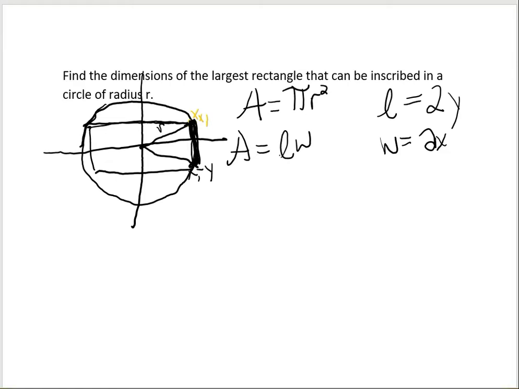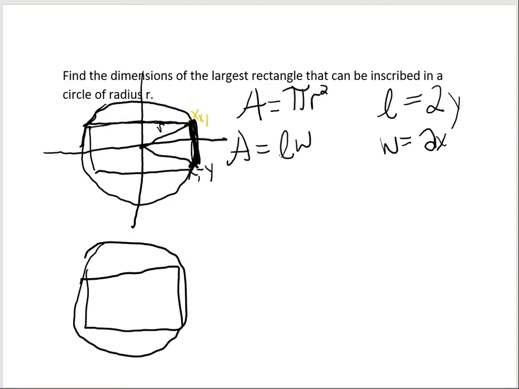Okay, so how can we get... so just drawing it again down here, how could we solve for one of these? Because now, what do we have? We have area equals 2y times 2x, and we have 2 variables. Well, here's our r, and you have x down here, and you have y.